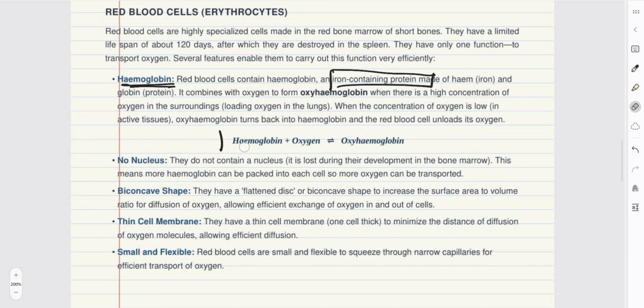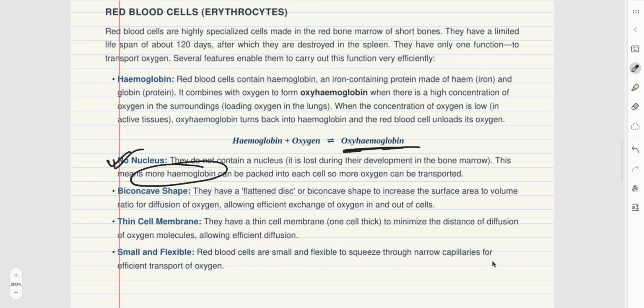Now, understanding the structure of red blood cell, we have to answer one question: how is the structure of red blood cell adapted to its function? This is a very, very common question in your Cambridge O level, and this is very important. Remember, red blood cells have no nucleus. This ensures that they can carry more hemoglobin, hence they can carry more oxyhemoglobin, so more oxygen can be transported.